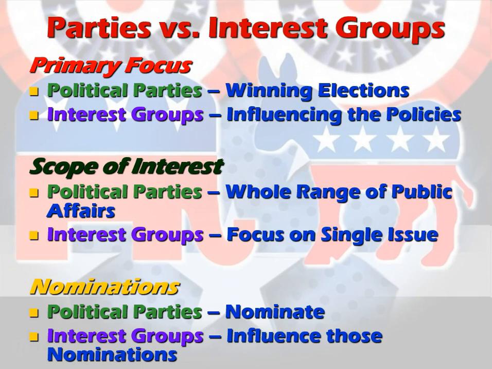And then finally, when it comes to the nomination process, kind of going along with our primary focus, political parties are there to nominate candidates. They pick the person to put on the ballot. Interest groups don't pick the person to put on the ballot, but they do try to influence those nominations. They try to convince political parties to choose candidates that they like.